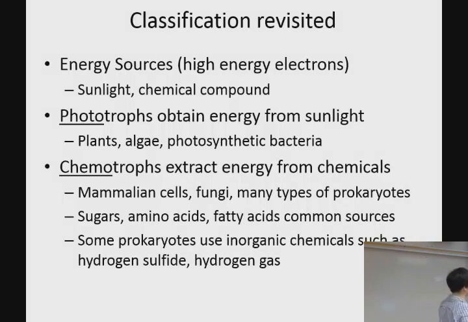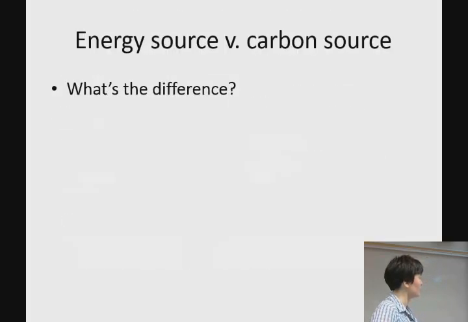Chemotrophs extract their energy from chemicals, so from breaking bonds in chemicals. So that would include us and the cells that we're made of, fungi, and many types of prokaryotes do this. The kinds of chemicals we use include sugars, amino acids, fatty acids. Some prokaryotes use inorganic chemicals like hydrogen sulfide and hydrogen gas as a means of gathering their energy. So phototrophs are ones that extract energy from sunlight, and chemotrophs extract it from chemicals. So I just want to make sure that you understand the difference between energy source and carbon source. People get them frequently confused.